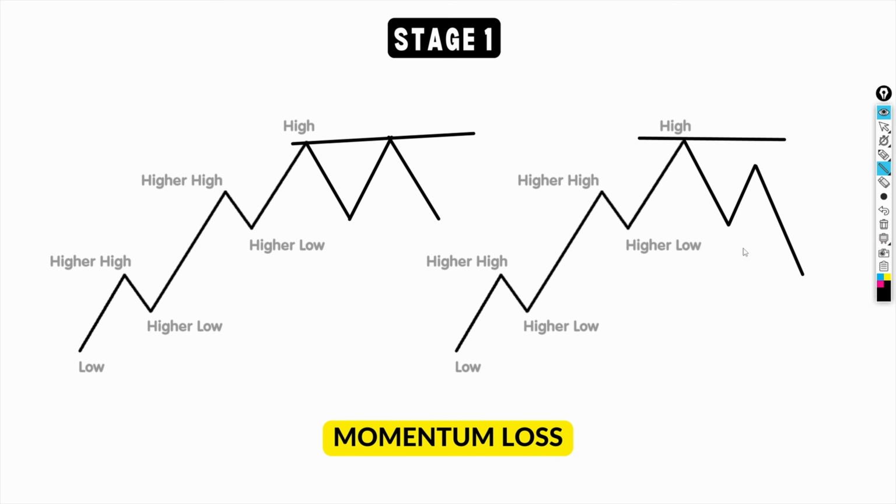These 2 conditions are the only conditions which show loss of momentum, because you can see both of these situations show that buyers failed to create a new high and sellers took control.